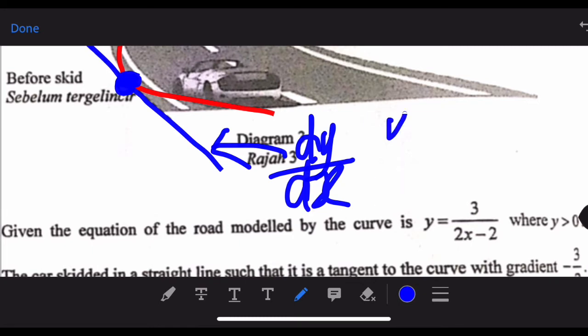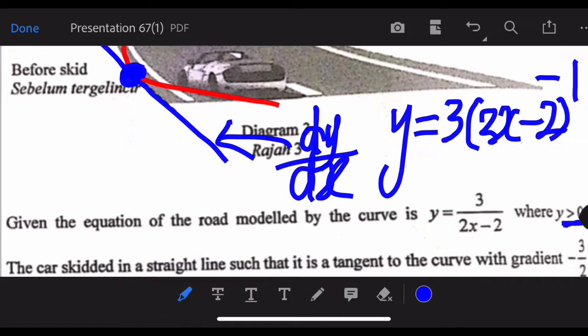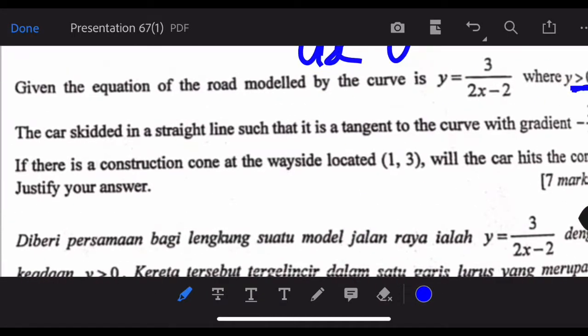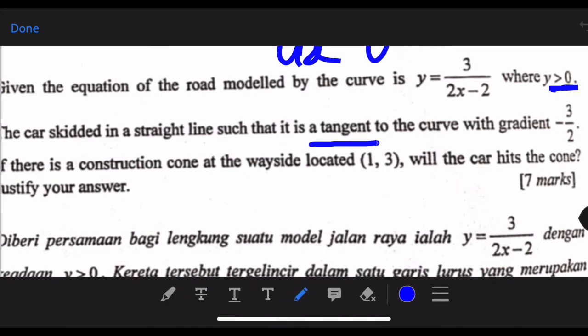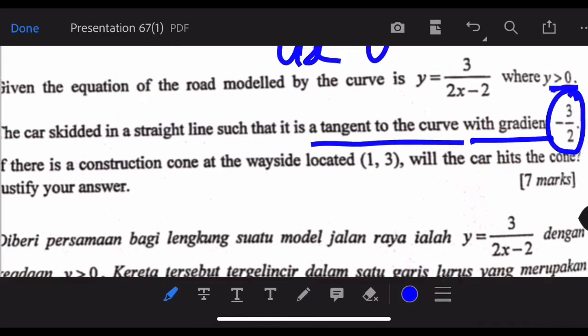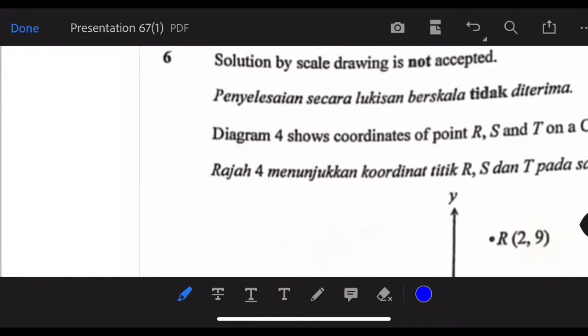You are having y equal to 3, you have to raise up to the power of -1. Okay, and they give you the condition y must be positive. Okay, so now the car skidded in a straight line such that the tangent to the curve has a gradient given as -3/2. Okay, that means the value of dy/dx was given. So let's see how to solve this.